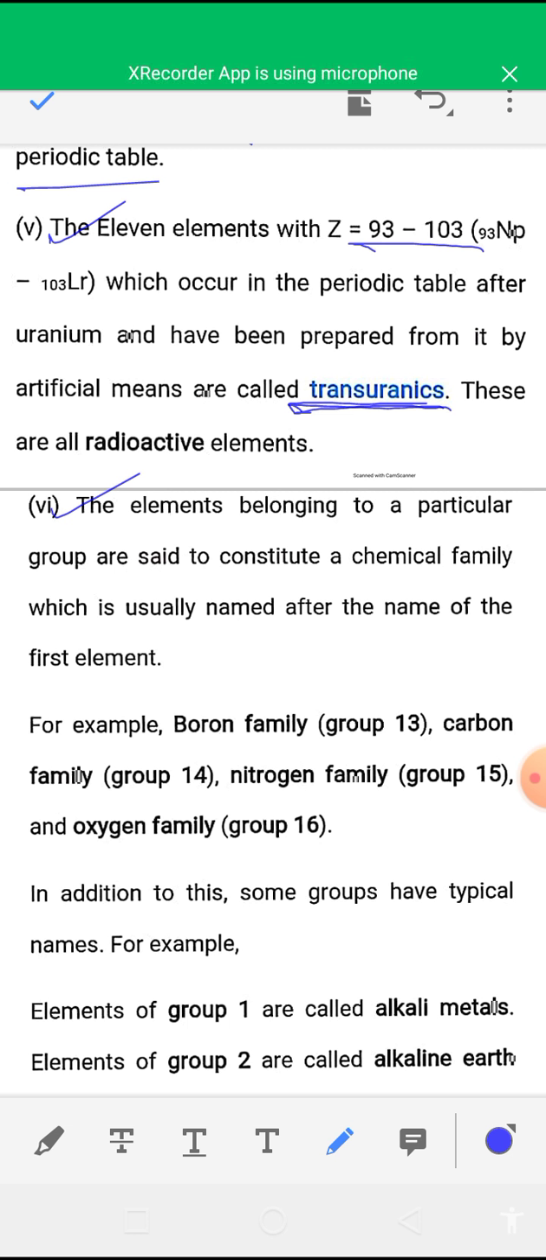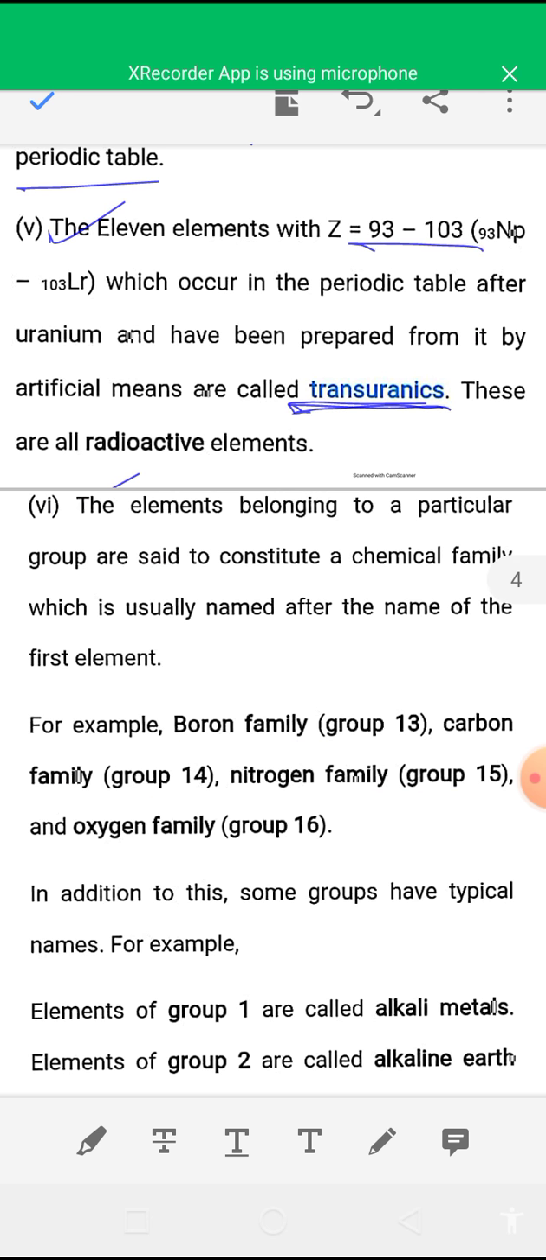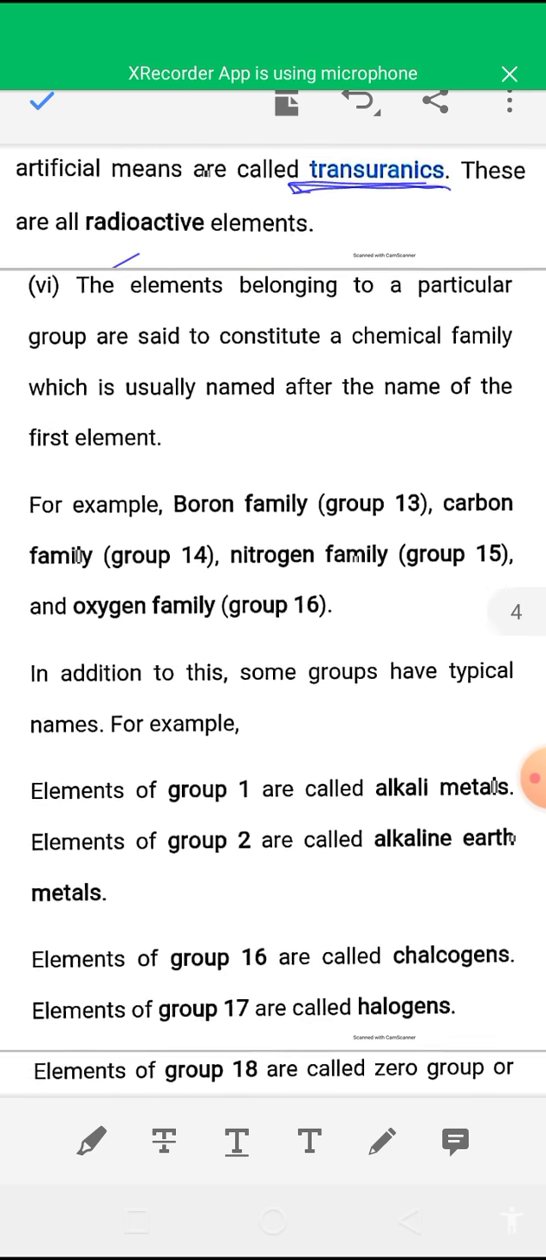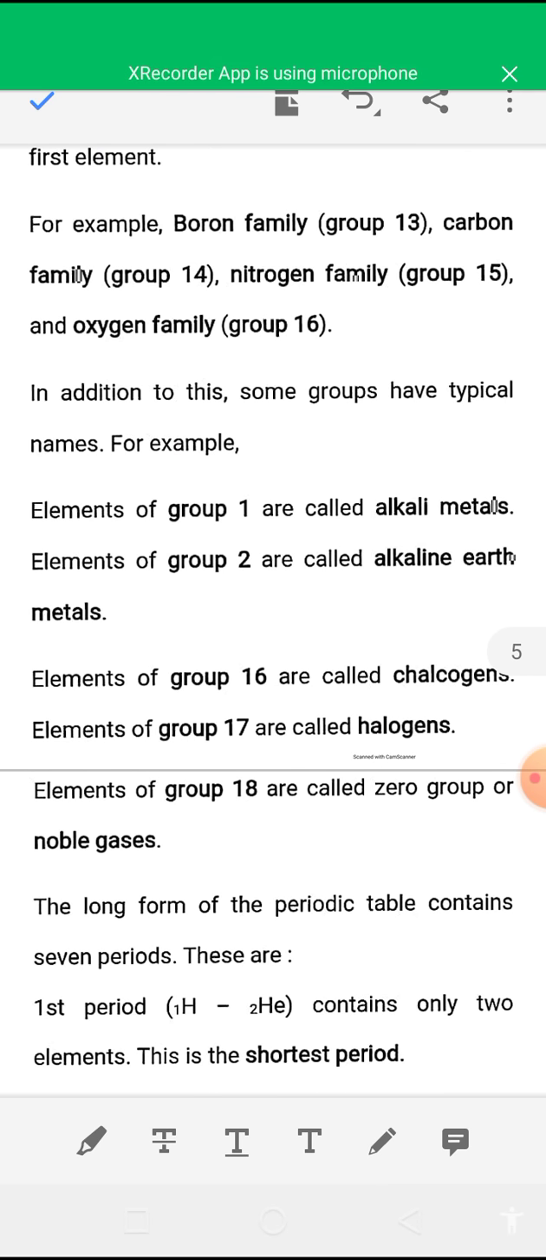Next point, the elements belonging to a particular group are said to constitute a chemical family, which is usually named after the first element. For example, the boron family is group 13 because boron is the first element of group 13. Carbon family, that is group 14, because carbon is the first member of this group. Nitrogen family, group 15, because nitrogen is the first member. Oxygen family, group 16, because oxygen is the first member of this group.